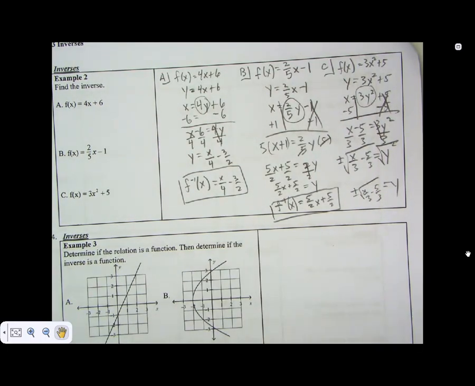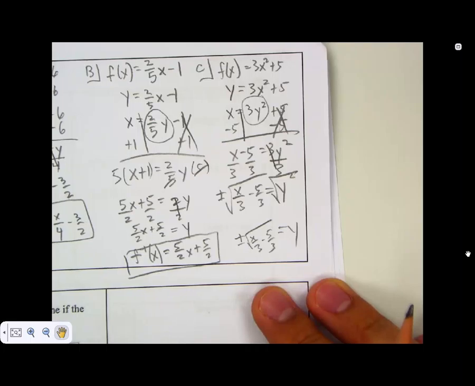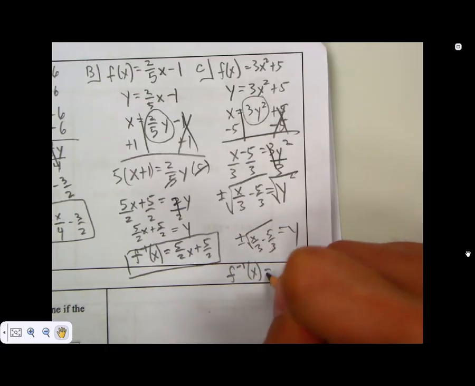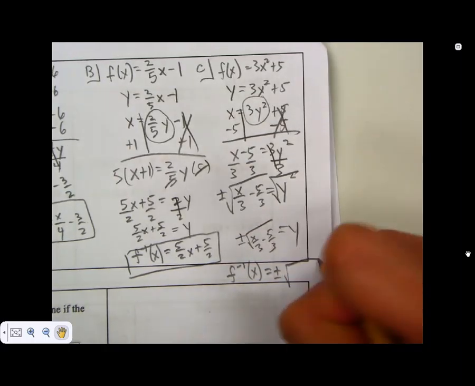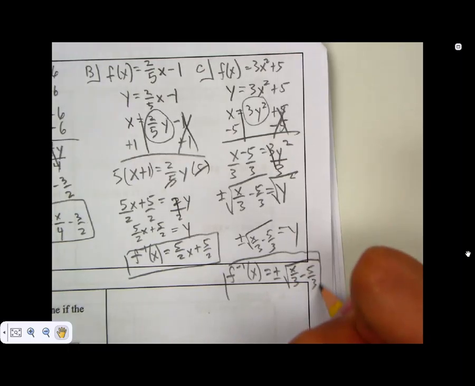Now I'm almost done with this problem. I just have to write it in the function notation. So f inverse of x is equal to plus or minus square root of x over 3 minus 5 over 3. And that's your answer.